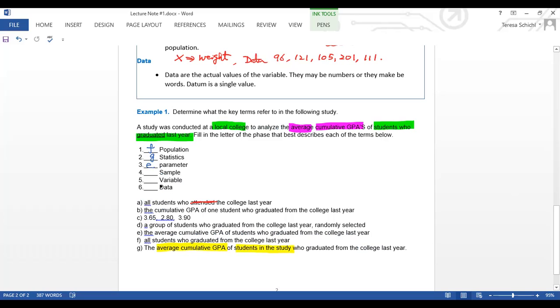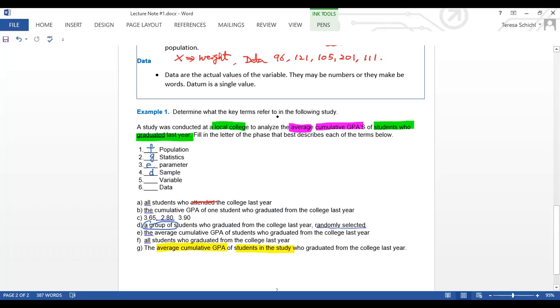Now the sample, remember, is a portion of the population. I don't want to say small, it's a portion of the population. So let's take a look at what the sample is here. The sample is this, a group of the students who graduated from the college and were randomly selected, in order to be a representative sample.